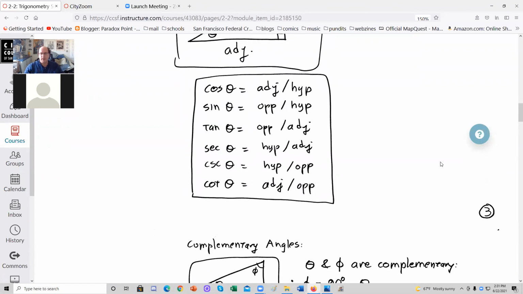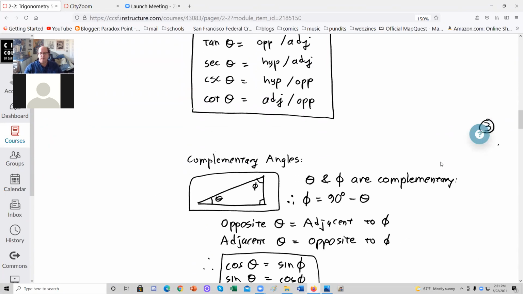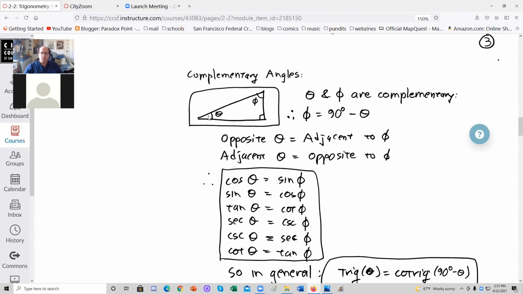Now, there's also a concept of complementary angles. We use the right triangle definition of an angle theta here. Right here is another angle, phi. They are what are called complementary angles. They add up to 90 degrees. Any one of them is 90 degrees minus the other angle. So that's what makes them complementary.